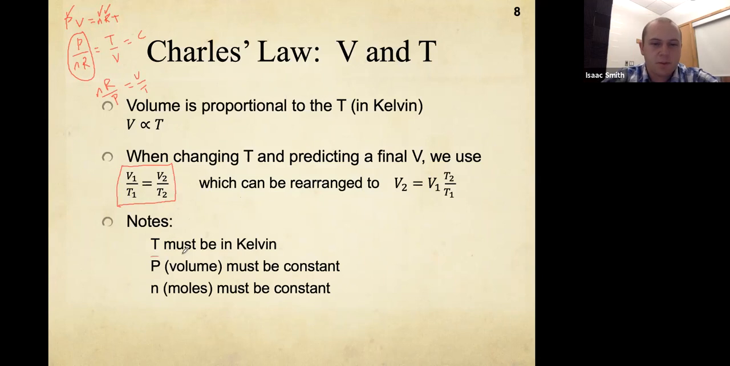Again, in this one, temperature must be in Kelvin, and then you have pressure and moles that are constant. So that's what's happening. I'm hoping you can see that basically everything revolves around this. It just depends what's constant and what's not, and then you can come up with these simplified laws that exclude everything else if they're held constant.